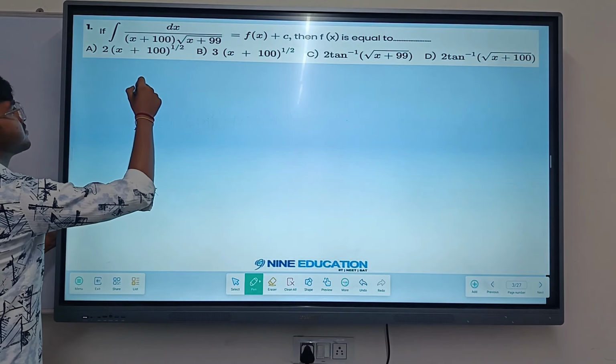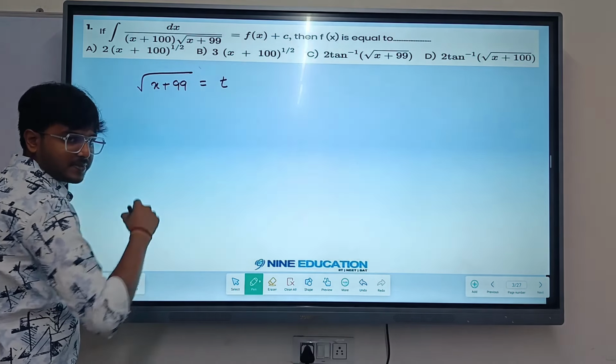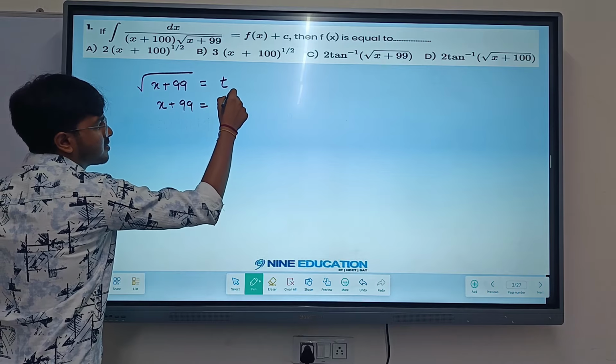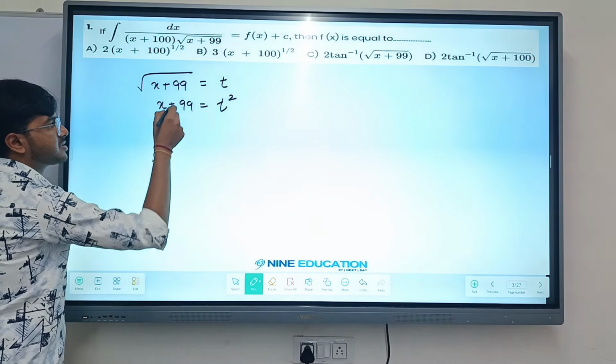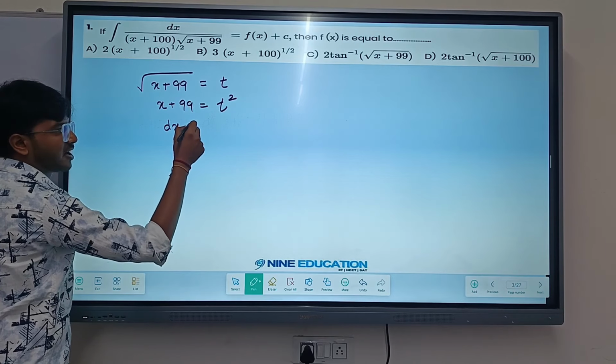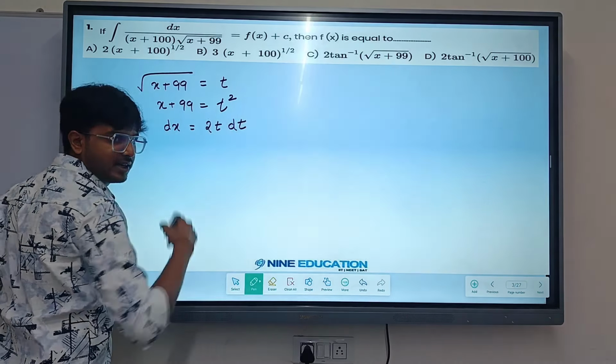Now to simplify this, what will we do? We'll take root (x plus 99) as t. So x plus 99 would be equal to t square. If I differentiate, the differentiation of x is dx, the differentiation of 99 is 0, and the differentiation of t square is 2t dt.